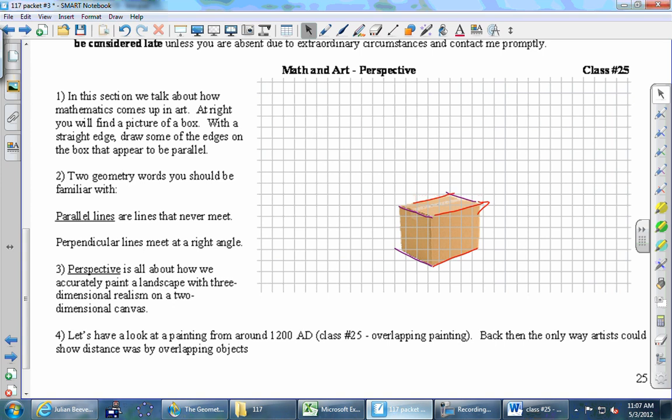Number two, Becca. Can you read the definitions for us? Parallel lines are lines that are perpendicular lines. Okay, thank you. Maggie?